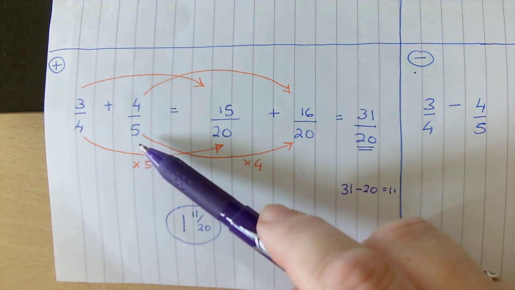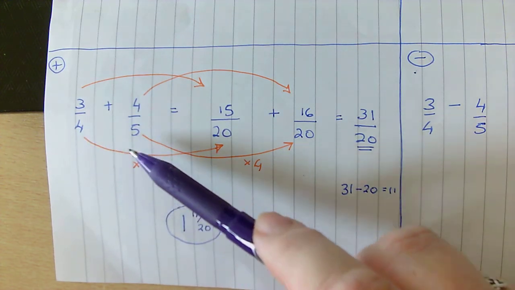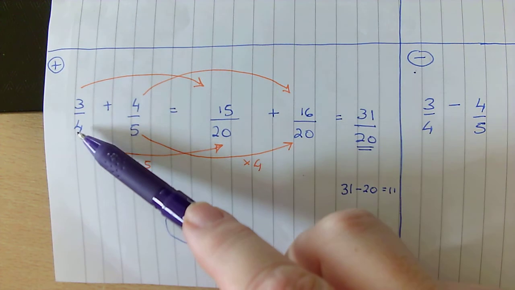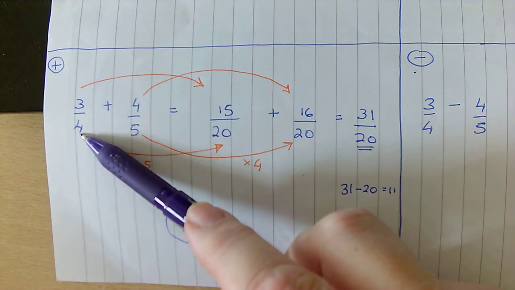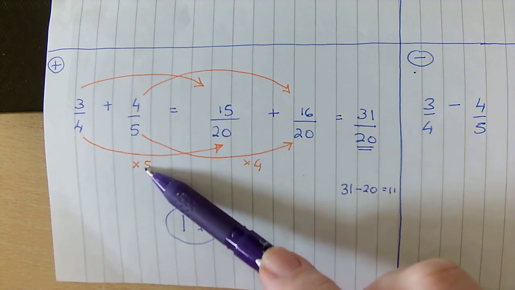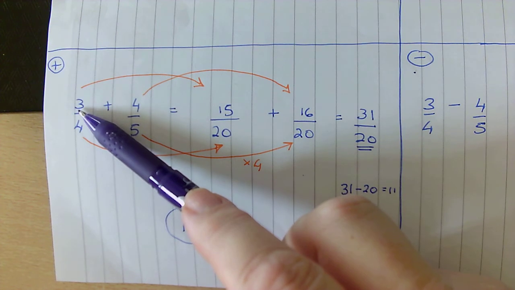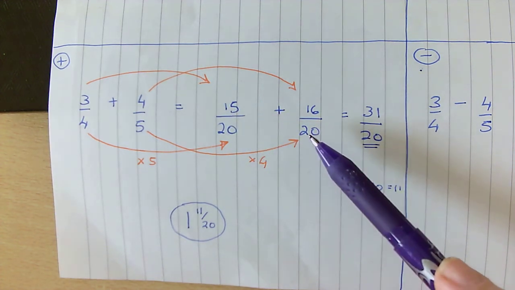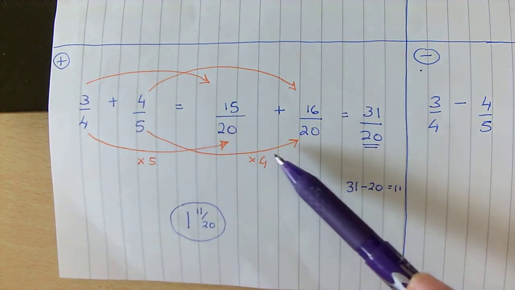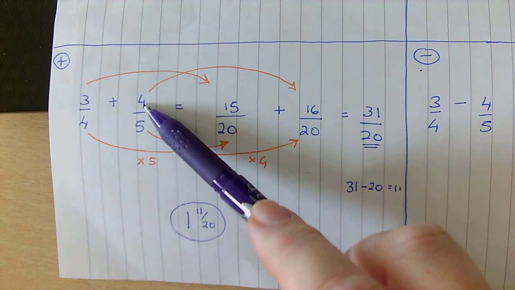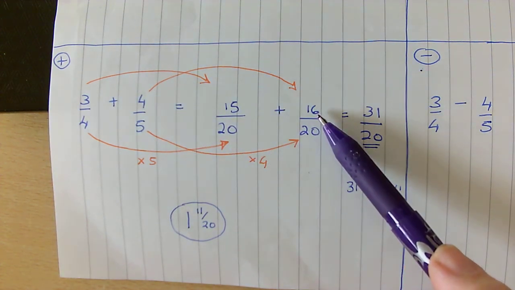Okay, so we've decided that our common denominator in this case will be 20. The question is then, how does that change the original fractions that we have? And to look at that, we look at how we got from here to here, and in this case we multiplied by 5. And that means we have to do the same to the top of that fraction. So 3 times 5 gives us 15. In the second fraction, we look at how we got from here to here, and we multiplied by 4. So we have to do the same to the top of that fraction, and 4 4s are 16.